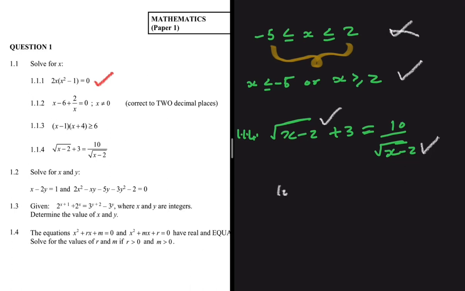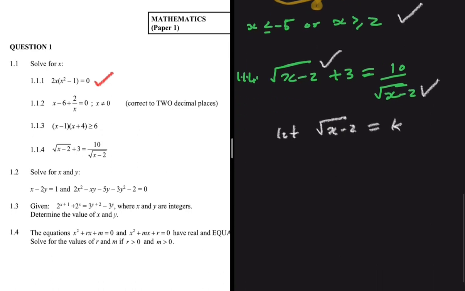So we're going to let the square root of x minus 2 be equal to k. Instead of writing the square root of x minus 2, we're just going to write k. So we have k plus 3 being equal to 10 divided by k. Let's take 10 divided by k to the left hand side. If we do that, we get k plus 3 minus 10 divided by k being equal to 0.